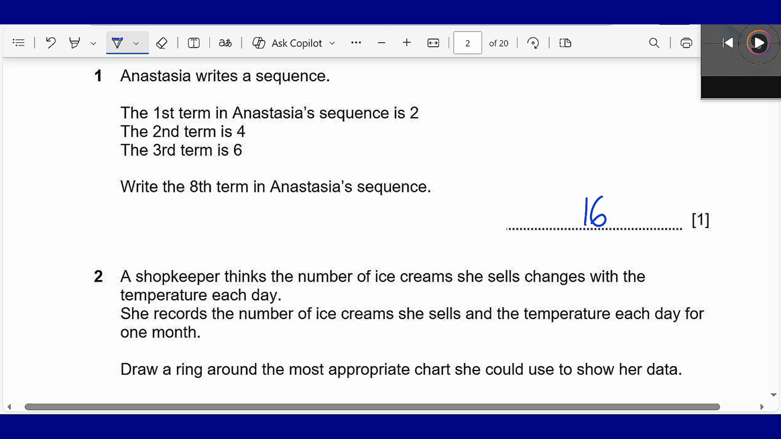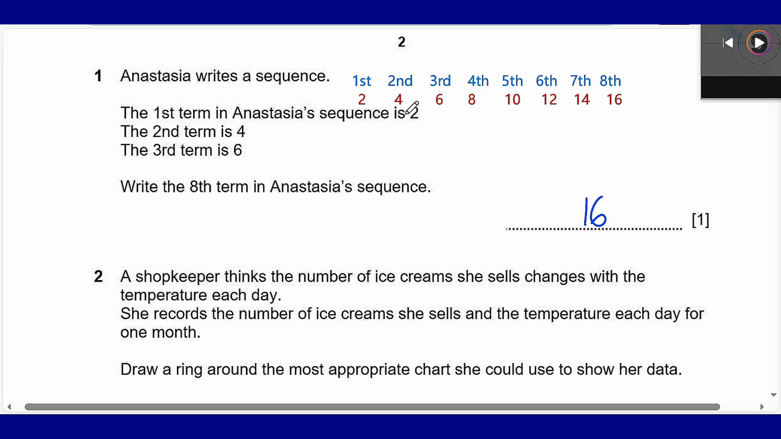So in here we see that if we arrange the sequence, first, second, third until the 8th, the first is 2, the second is 4, the third is 6. So it's adding by 2, 2, 2. Then we go to the 8th, which is 16. Or we can get the pattern that 1 times 2 is 2, 2 times 2 is 4, 3 times 2 is 6. Now the 8 times 2 will be 16. That's the pattern. Alright, let's move on.